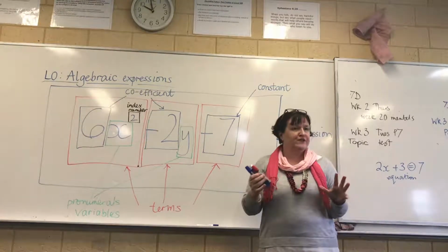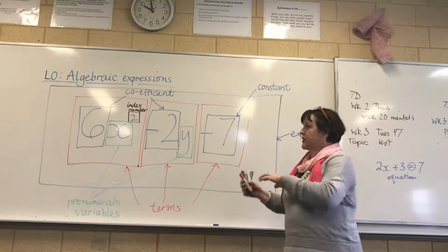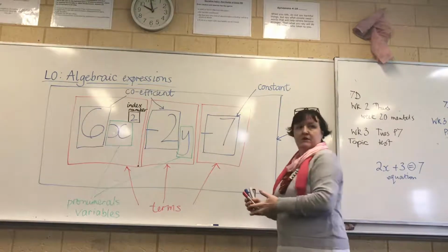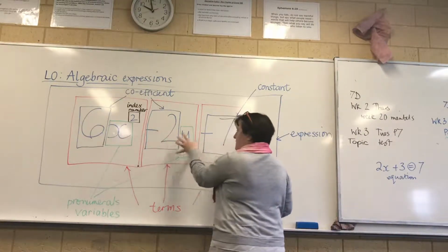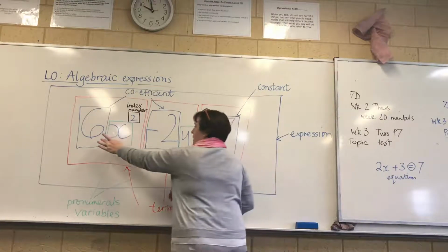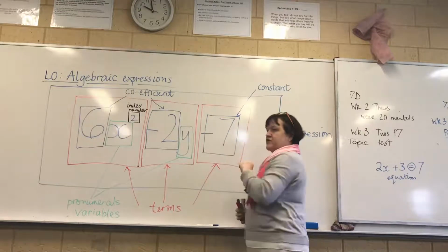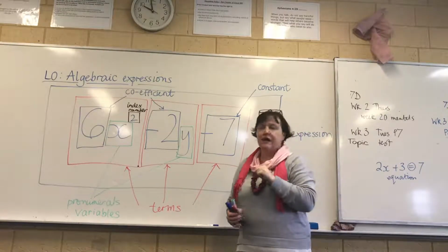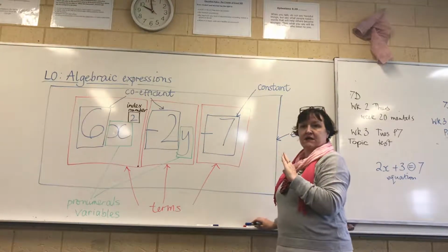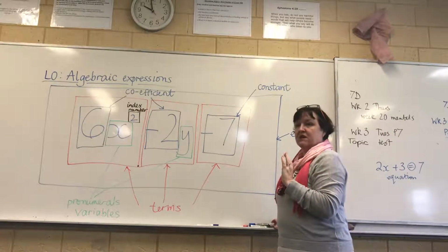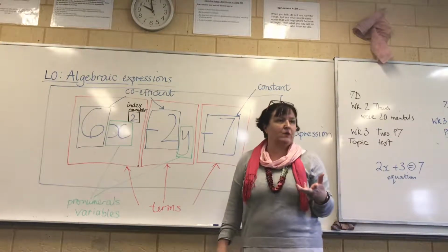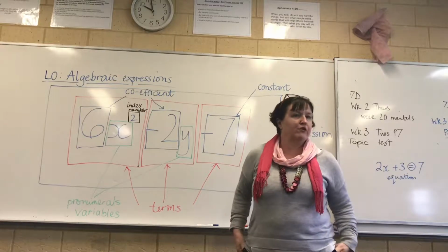So they are all the different components. We've got the whole expression, the terms, the coefficients, the pronumerals, the index number and the constant. Okay? And the way we write these expressions, we have certain conventions that we need to follow. And we'll go through those in a moment.